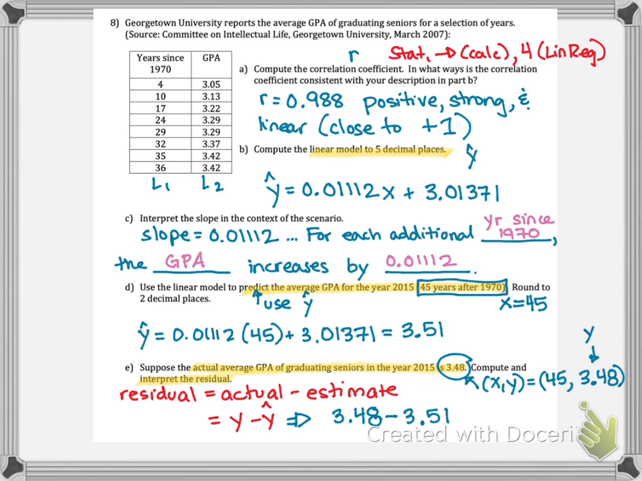And right here, I could compare the two numbers. Is 3.51 over or under 3.48? It is, in fact, larger. So we will have an overestimate here. And when we do this math, we find out that our residual is negative, which means it's an overestimate, but we only overestimated the GPA by 0.03. So we were very, very close.